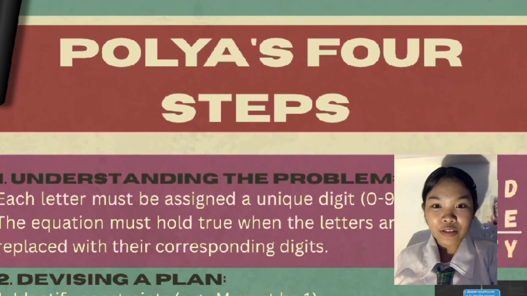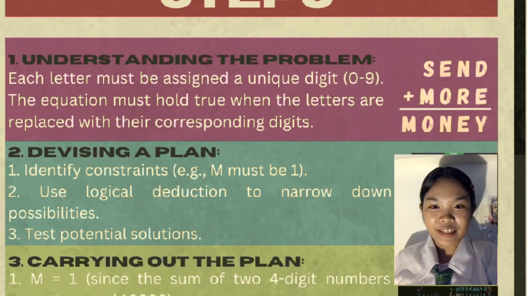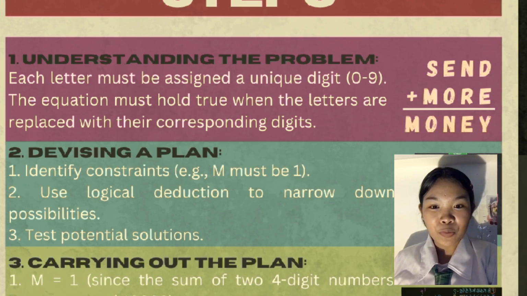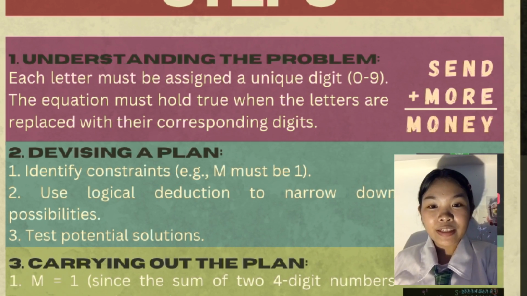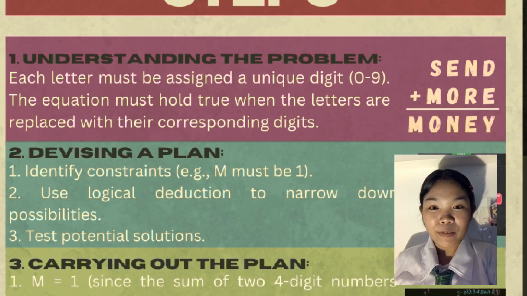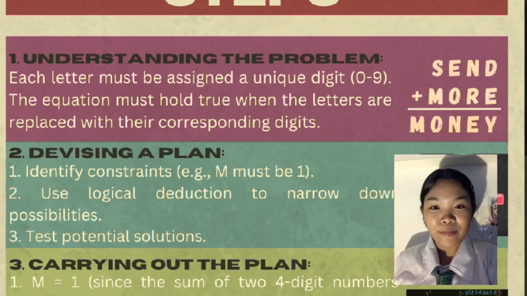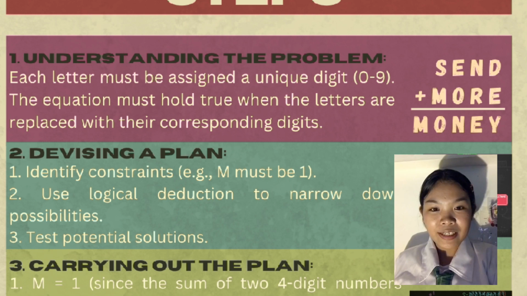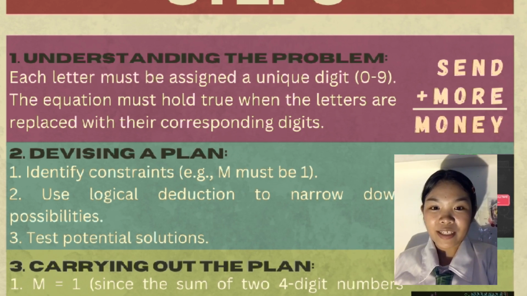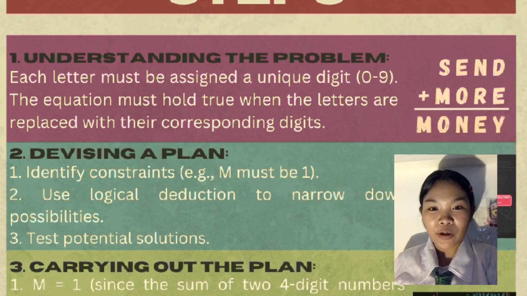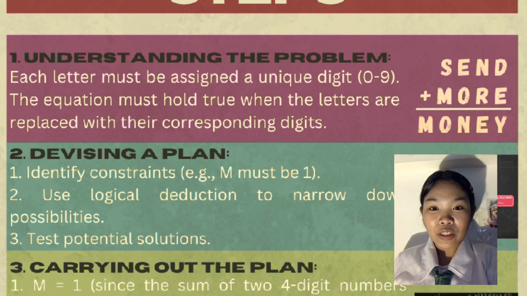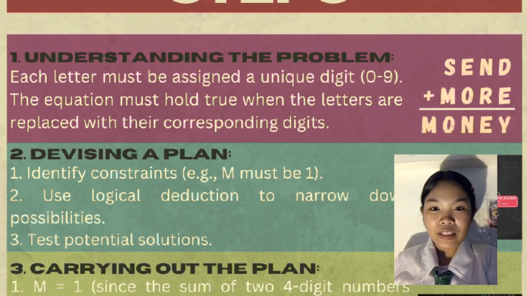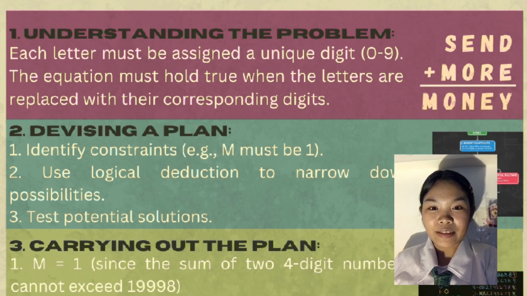So here are the four steps. First, understanding the problem. The cryptarithm's objective is to determine which number each letter stands for in order to solve the equation correctly, enabling the problem solver to improve their analytical and reasoning skills. The goal of the cryptarithm is to find which number each letter represents to make the equation correct, allowing the puzzle solver to enhance their reasoning and analytical ability.